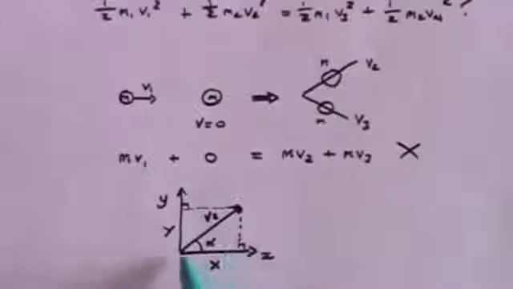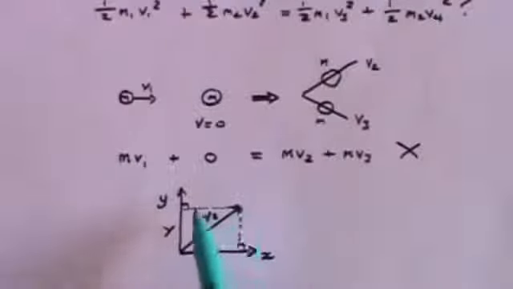So the component is the length of the vector along the x-axis that you get when you drop the perpendicular. And similarly, the y value is equal to the length of the vector along the y-axis once you've dropped the perpendicular. How can we calculate what x and y are?